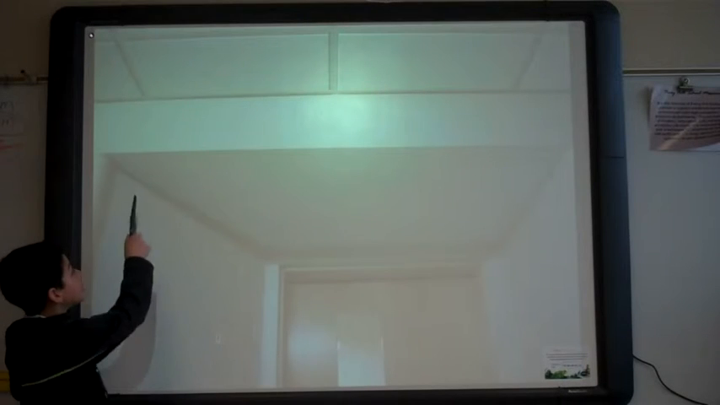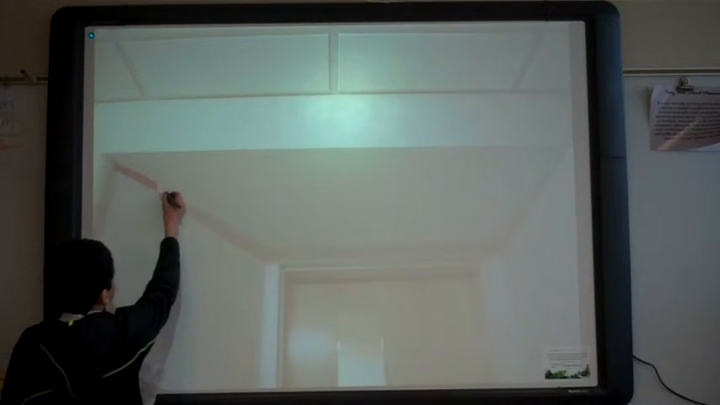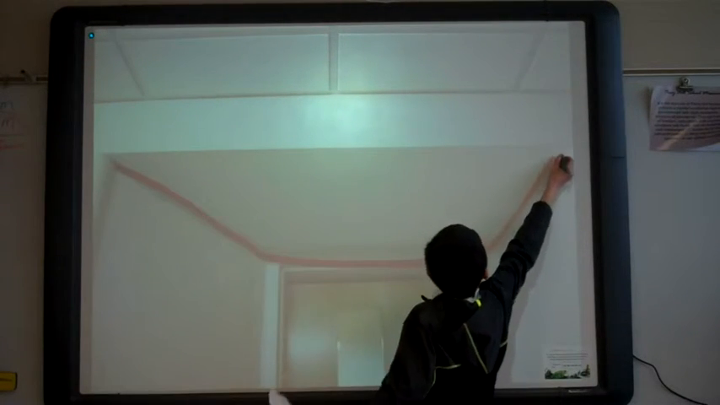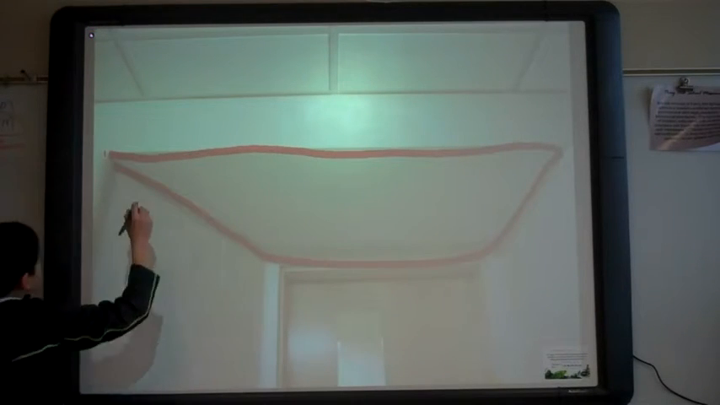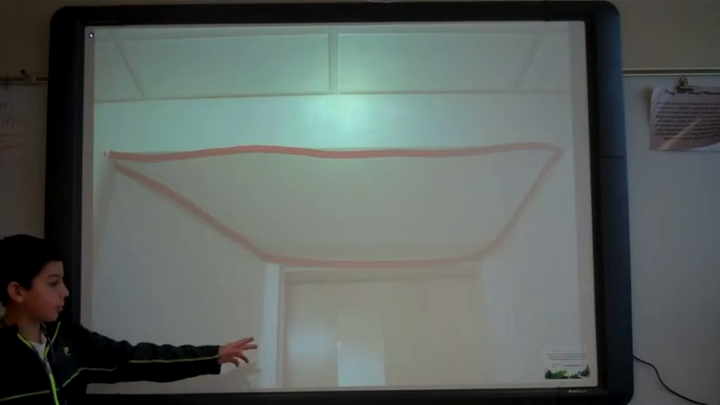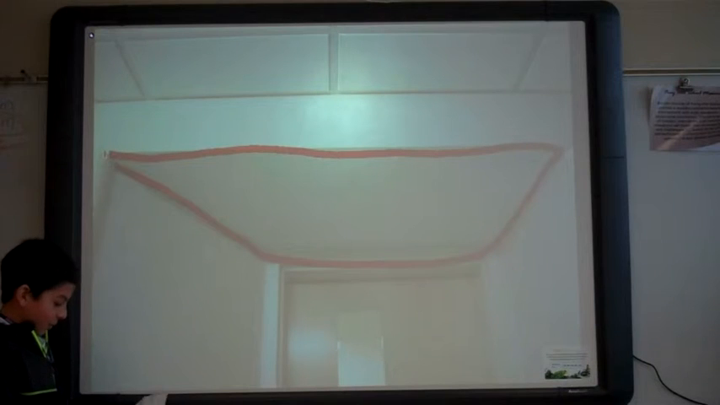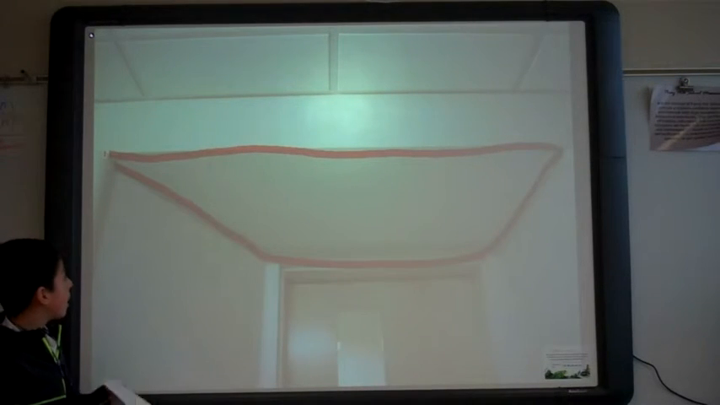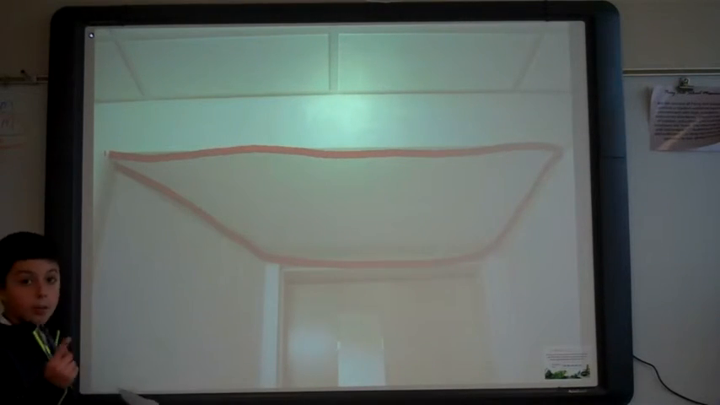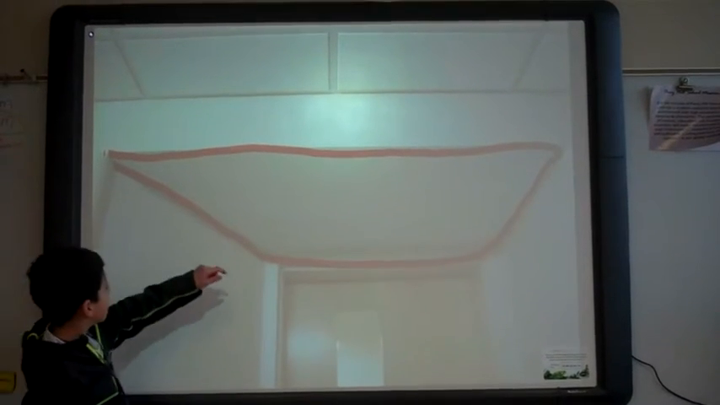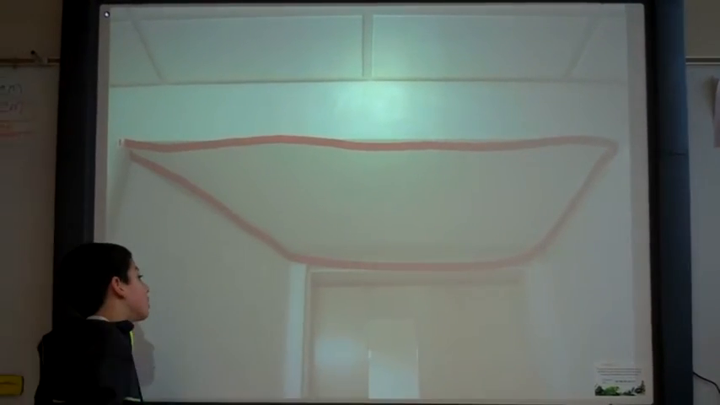So this here is a trapezoid. The trapezoid goes from here all the way to here, and it is part of a ceiling above a door in Perry School. And it has only 1 set of parallel lines. It is up here and down here.